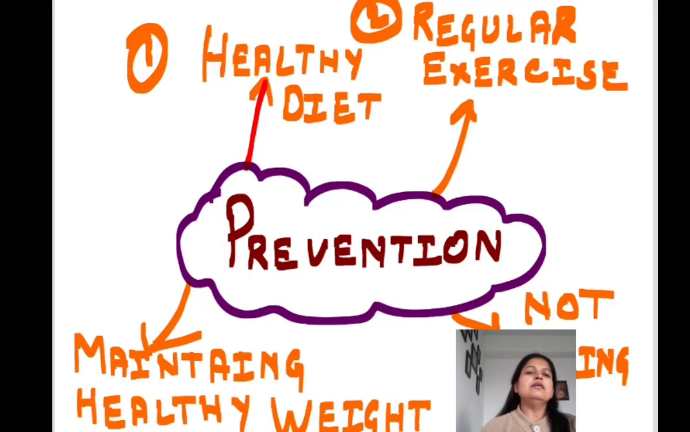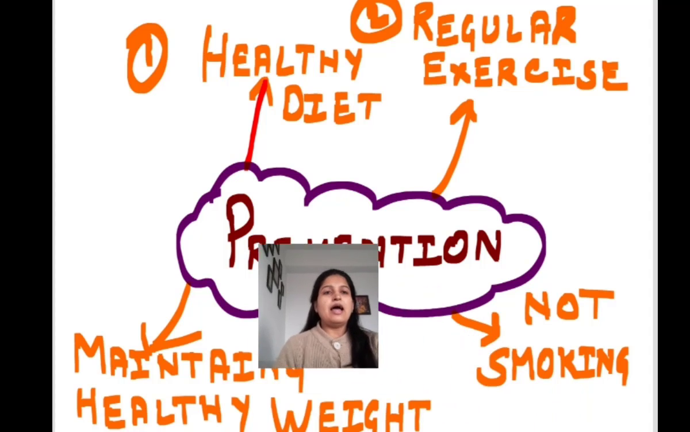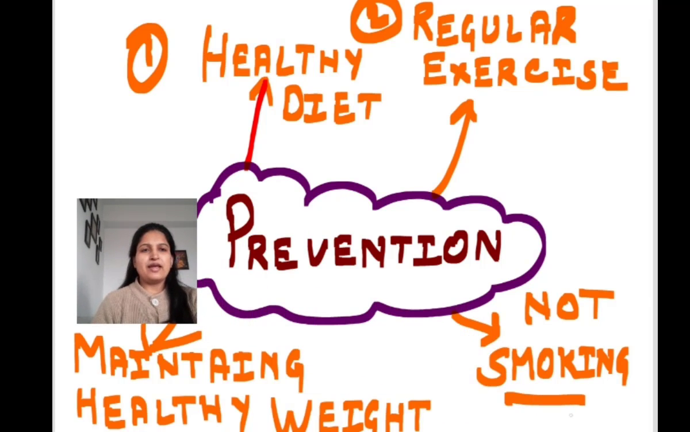And then the third thing we can do is maintain a healthy weight. Like I have already discussed, obese people are also at risk of developing CAD. Maintaining a healthy weight will certainly help us in preventing CAD. And the fourth point is not smoking. Smokers are also at risk of developing CAD, and if we can quit smoking as soon as possible, then we will certainly reduce the risk of developing CAD many times over.